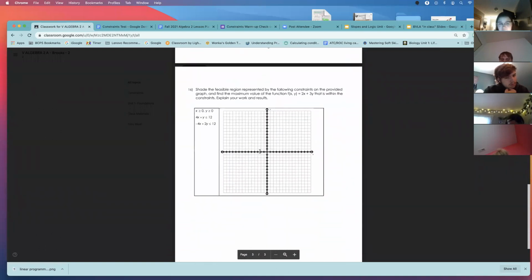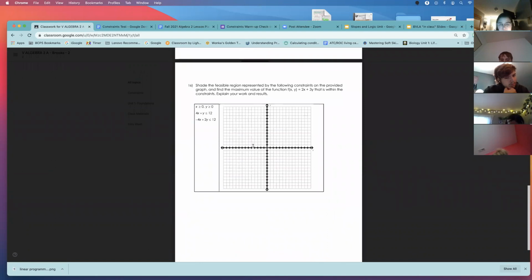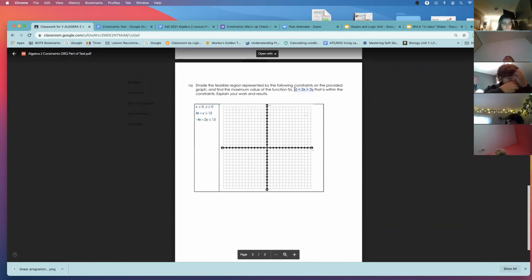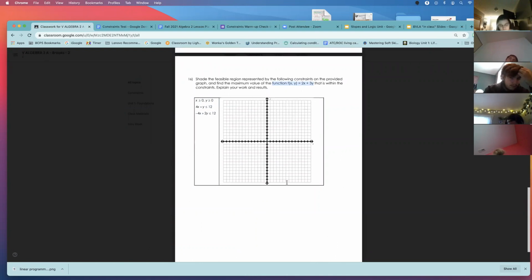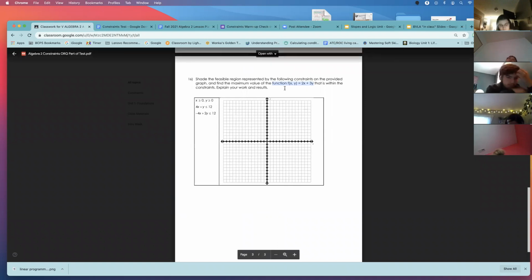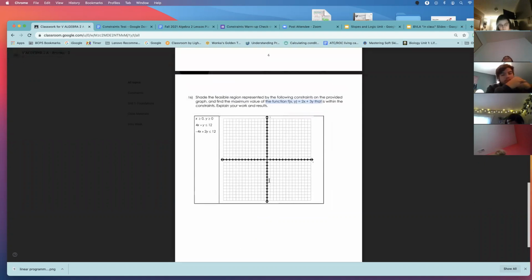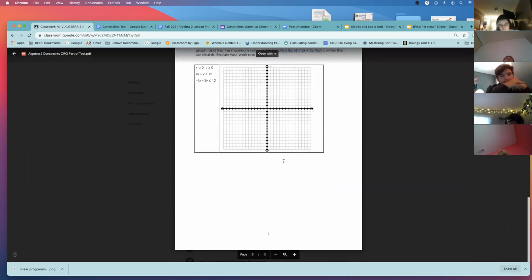And number 16 is your linear programming. This is linear programming. Okay. So you guys have your constraints and you have your objective function right here. So in the end, you're going to have to explain what your maximum value is. It does not mean the point on the graph. It means you're going to have to do the full plug-in and tell me what number you come up with and tell me why it maximizes it. Okay. So this page should be full.